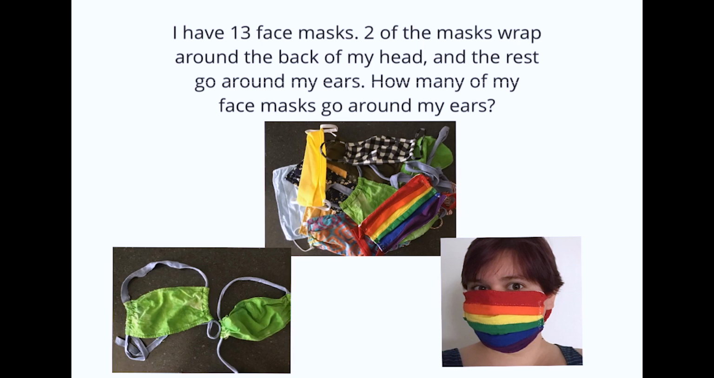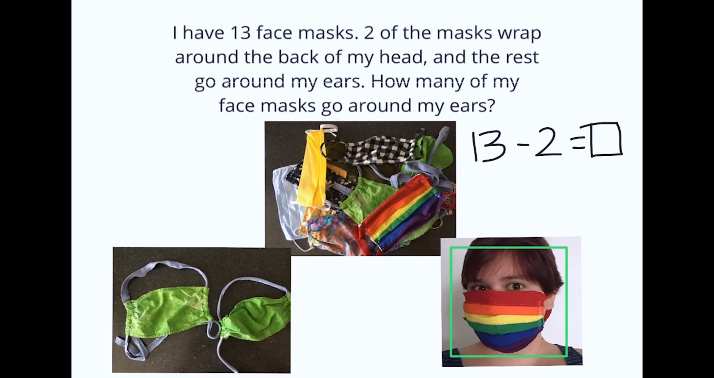I know how many I started with and how many wrap around my head. I'm trying to figure out how many go around my ears. I'll make an equation to match my story problem. I have 13 face masks. 2 of the masks wrap around the back of my head. That's part of my whole. 13 is the whole, so I'll take those 2 out. The rest go behind my ears.